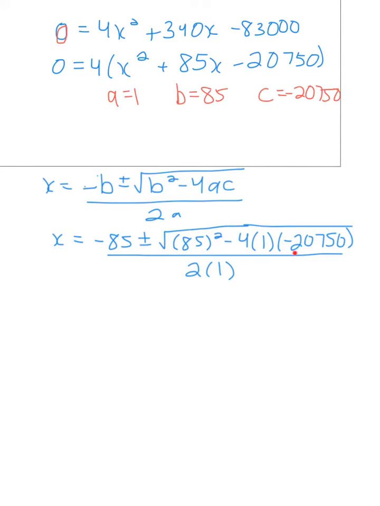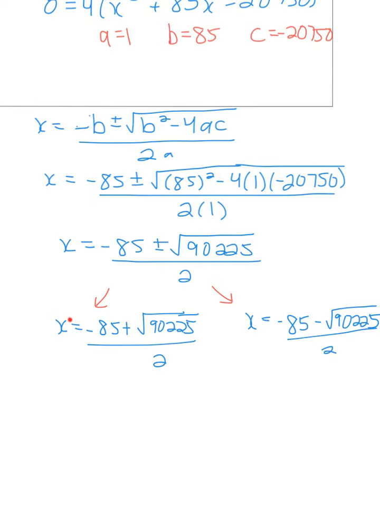I'm now going to simplify inside the square root, and I get the following. I get x equals negative 85 plus the square root of 90,225 divided by 2, and x equals negative 85 minus the square root of 90,225 divided by 2. We can now solve for x by putting each into our calculator. So my first answer, when I put this in, rounds to 108, and my second answer rounds to negative 192.